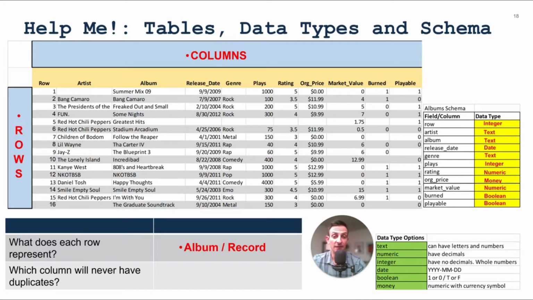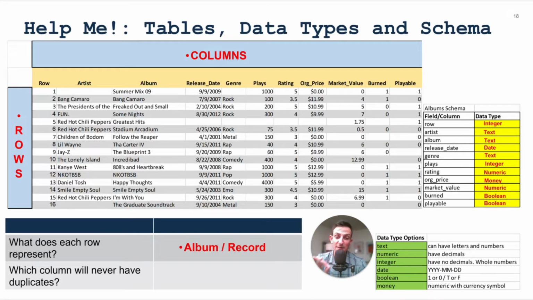Which column is never going to have duplicate data in it? Well, we know artists sometimes have the same name, and sometimes artists release albums with the same name. For example, you could have Red Hot Chili Peppers release an album called Greatest Hits, and then you could have the Rolling Stones release an album called Greatest Hits. So we know the album name is not going to be unique. We know that albums can be released on the same day. That's not going to be unique. We know the genre is not unique. The rating, the price, market value, burned, playable, etc. Those things are not unique. You can have albums that share all of those characteristics in common.